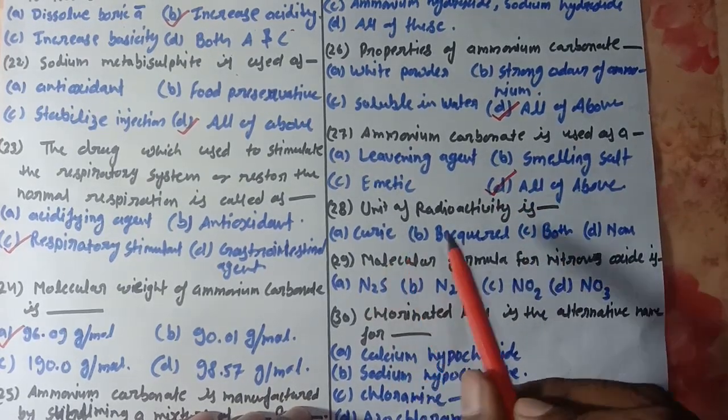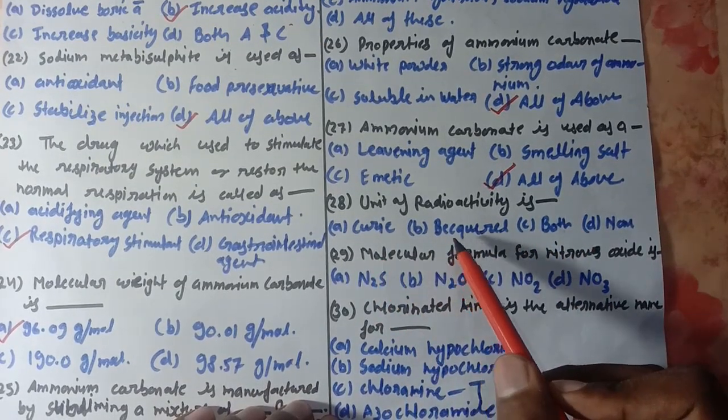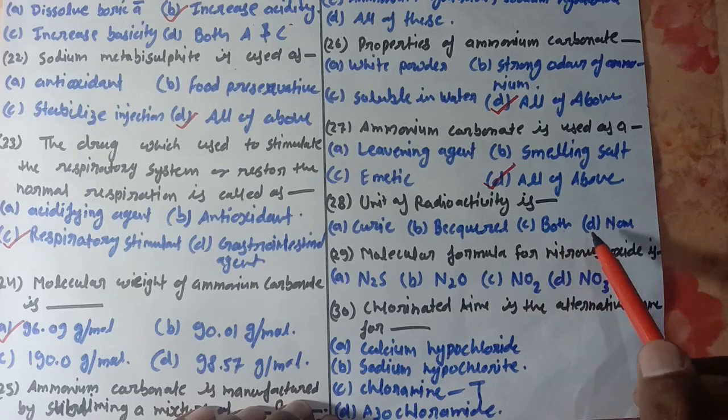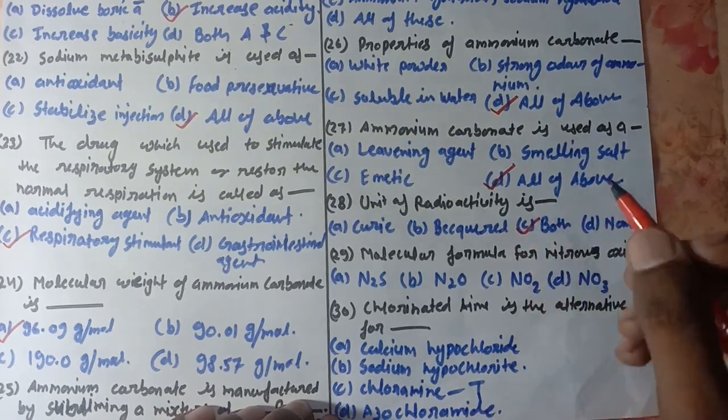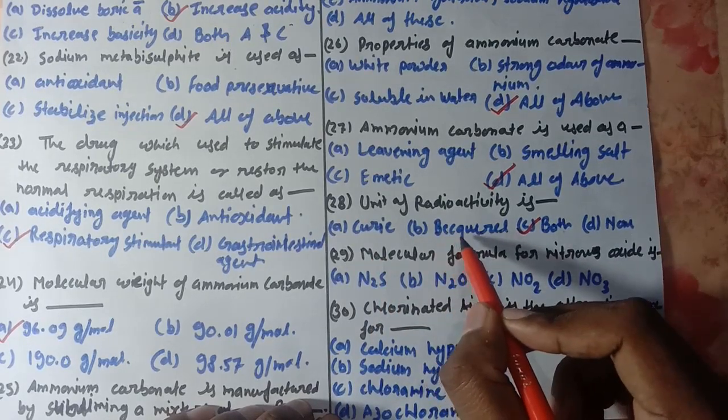Question number 28. Unit of radioactivity is: option A, Curie; option B, becquerel; option C, both; option D, none. So the answer is C, both. Old name is Curie and the new one which we are using is becquerel.